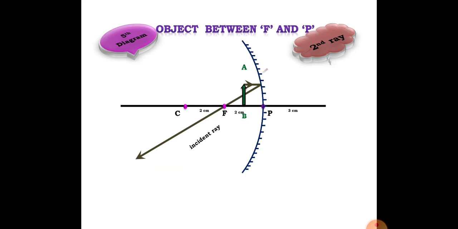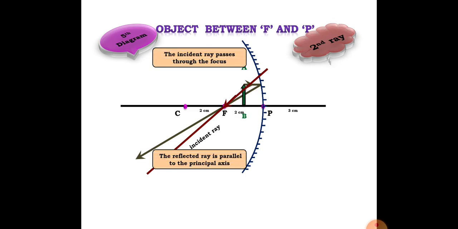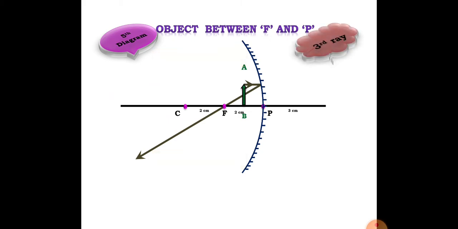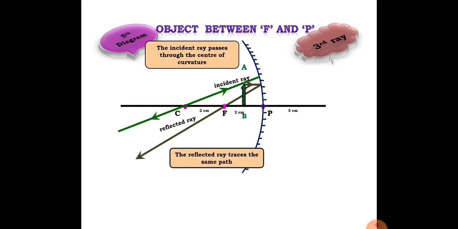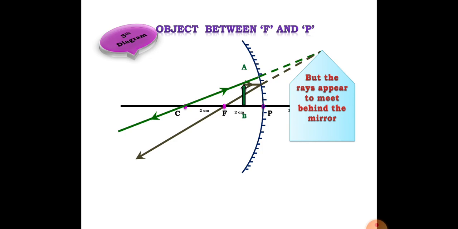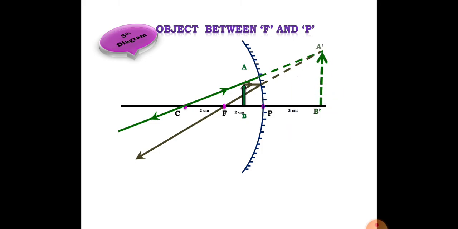Now what does the second rule say? Second rule, it passes through the focus and becomes parallel to the principal axis, but it is not possible here in this way. So therefore second rule cannot be applied. Then third rule you have to apply. Third rule says that it passes through the center of curvature and it traces the same path. So third rule can be applied. Okay. So in this way you will draw this ray diagram, and then you will see here these two lines are never going to meet, not even at infinity, but here अगर आप पीछे की तरफ इसको extend करेंगे, the rays appear to meet behind the mirror. Okay, and the image will form here.